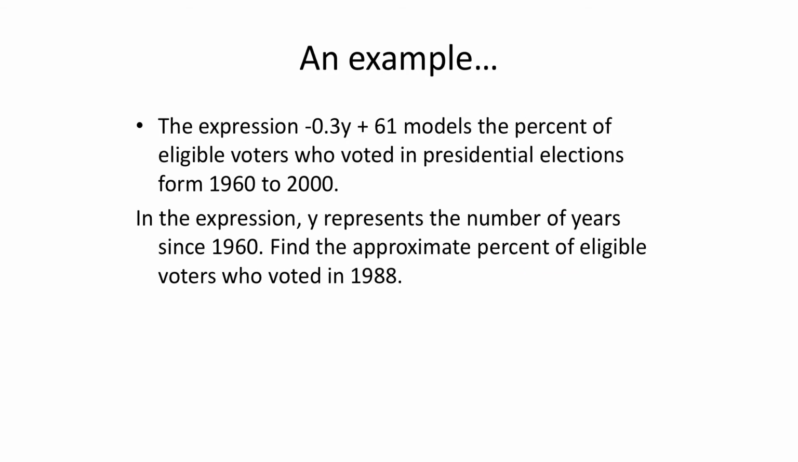One of the examples that we're going to look at is specifically an expression, and the expression that we're going to use is as follows: negative 0.3y plus 61. That models the percent of eligible voters who voted in a presidential election from 1960 to 2000. So basically someone was figuring out how many people who are eligible to vote are actually voting, so that they can start making predictions.